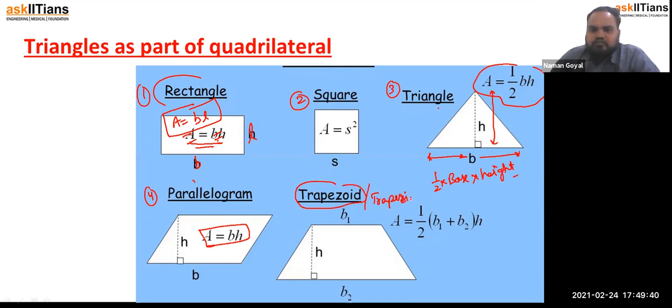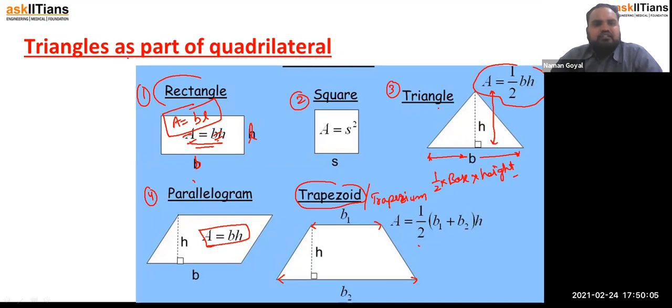It is also known as trapezium. So it is one upon two into the sum of parallel sides into height. So if you see, the area of a trapezium is one upon two into the sum of parallel sides into height. Are you getting my point? So these are the formulas of areas of some quadrilaterals and triangles.